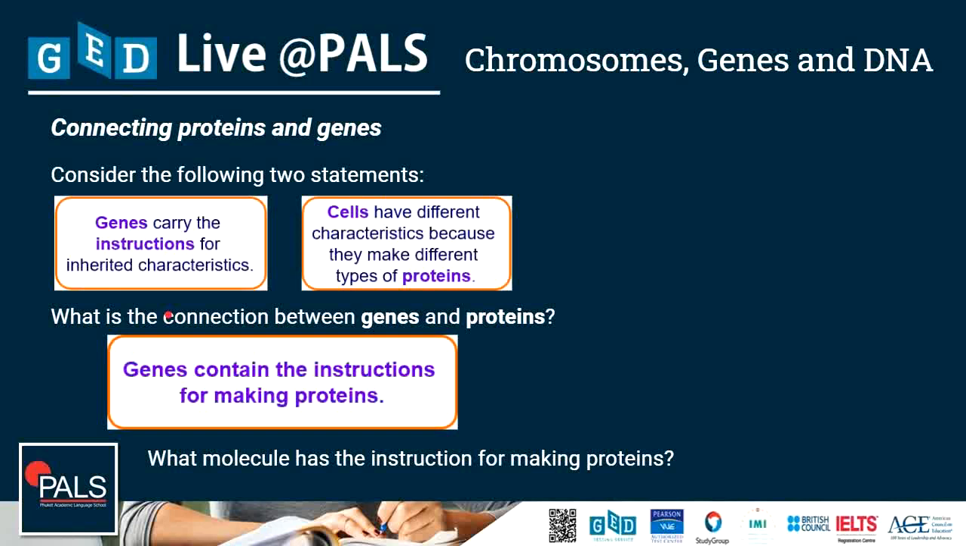So let's connect proteins and genes. Consider the two following statements. Genes carry the instructions for inherited characteristics. Cells have different characteristics because they make different types of proteins. What is the connection between genes and proteins? Genes contain the instructions for making proteins. What molecule has the instructions for making proteins? Exactly, the DNA.